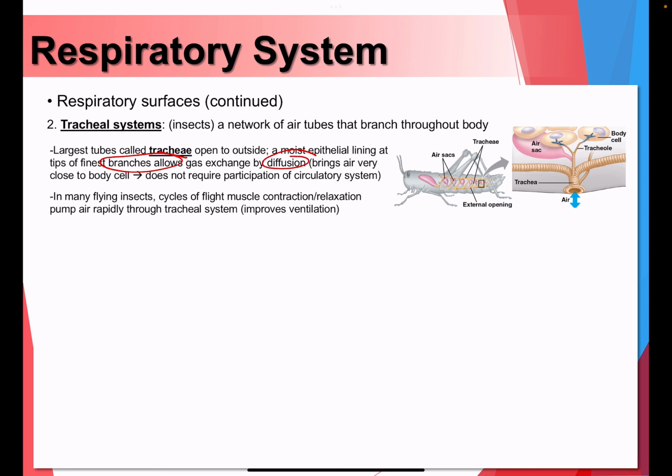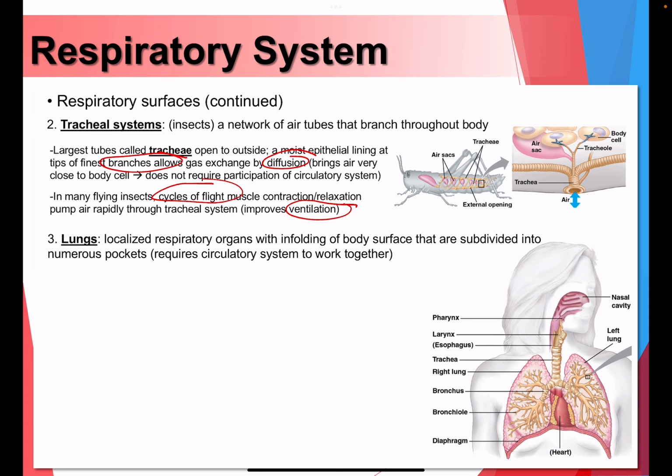In many flying insects, the cycles of flight muscle contraction and relaxation also help to pump air rapidly through the tracheal system and improve ventilation. That's similar to what we talked about with skeletal muscles contracting and helping blood flow back to the heart. In this case, it's just any movement that pushes in and pushes out. That helps with the entire circulation, whether it be fluid or gas.